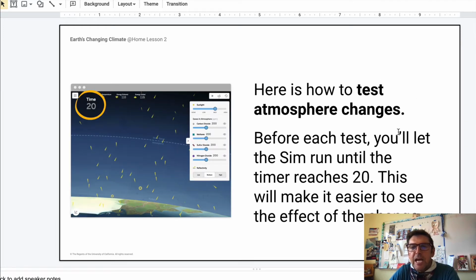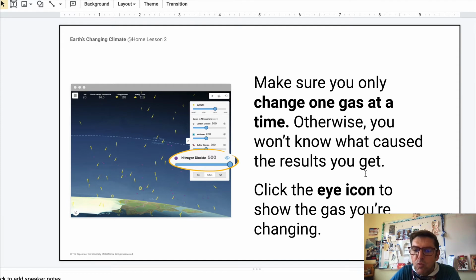Here's how to test atmosphere changes. Before each test, you'll let the sim run until the timer reaches 20. This will make it easier to see the effect of change. Now, I'm going to do this for you right here, step by step. So we're going to add something to that top slide in just a second. Well, let's do it now.